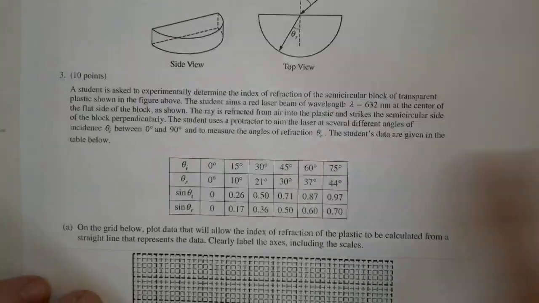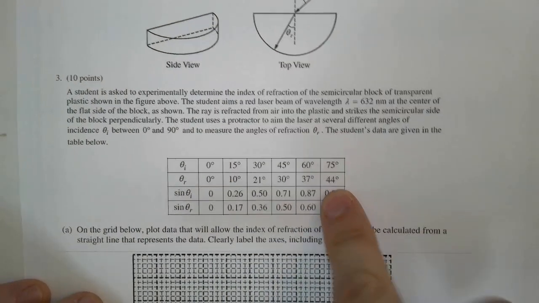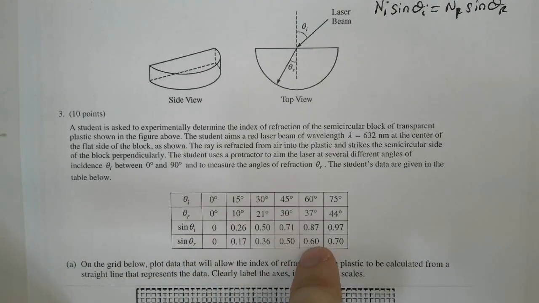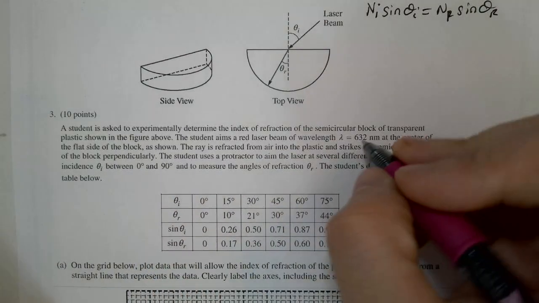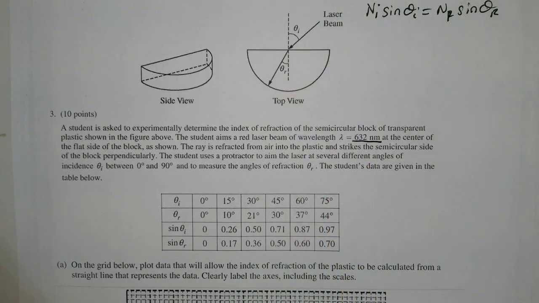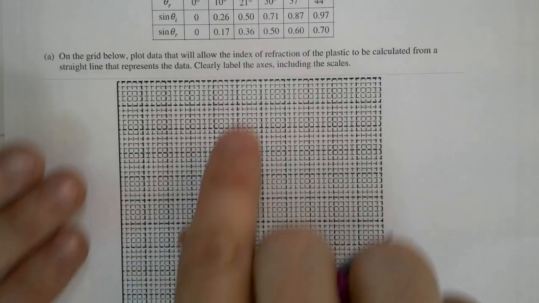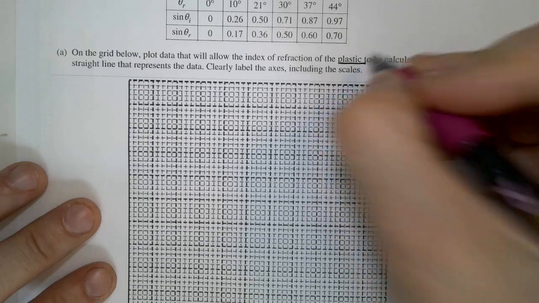And here we have recorded a whole bunch of things. And we even did sine of that angle, which was very nice of them. All right. They tell us the wavelength. 632 nanometers is the light wavelength. I do not believe that matters. What are we asked to do? We want to determine the index of refraction of plastic.